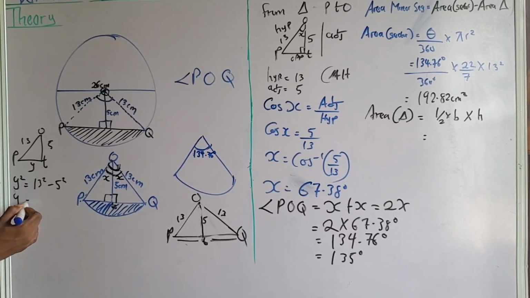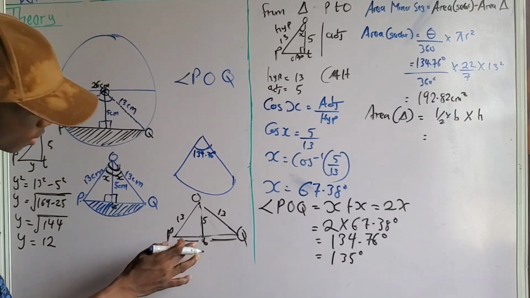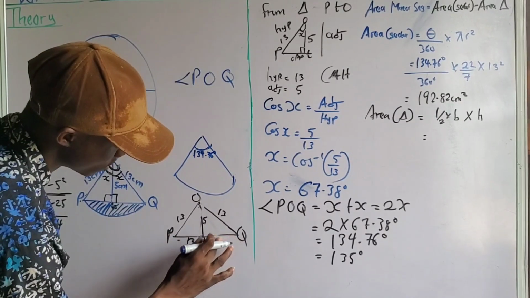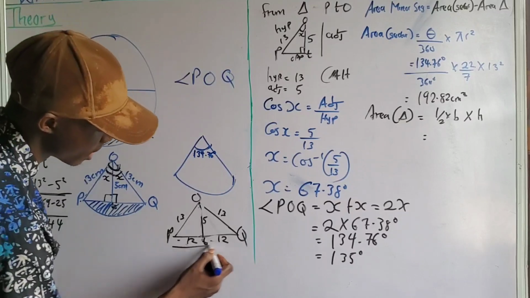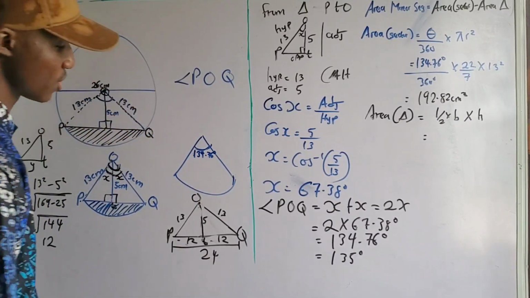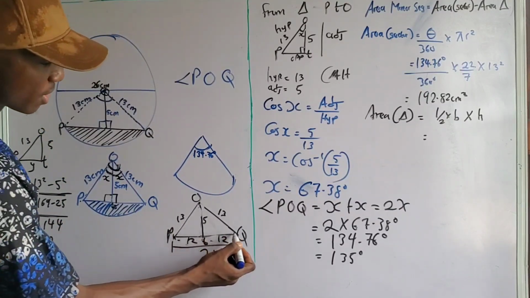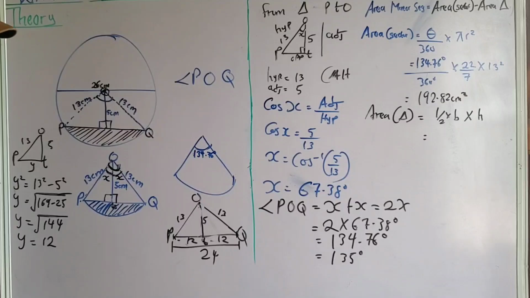Y is equal to the square root of 169 minus 25. 169 minus 25 is 144, so y equals the square root of 144. Y equals 12. So the value here will be 12, and the value here will also be 12. The total length here will be 12 plus 12, which is 24. So the base of this triangle is 24. The length of the chord itself is 24.